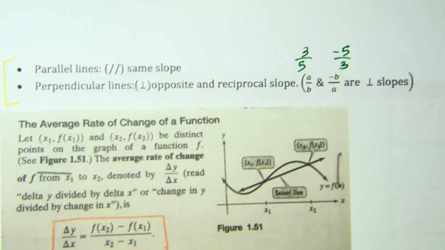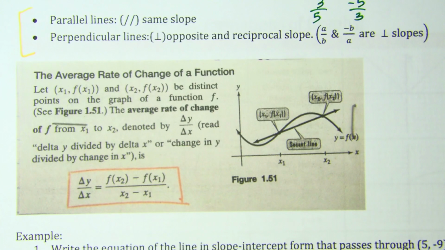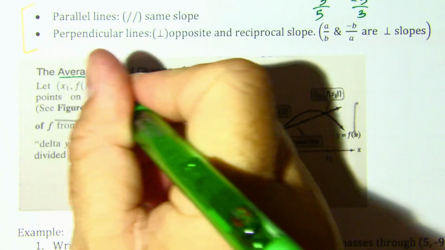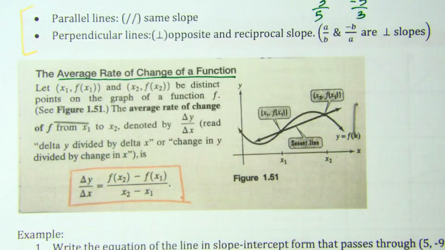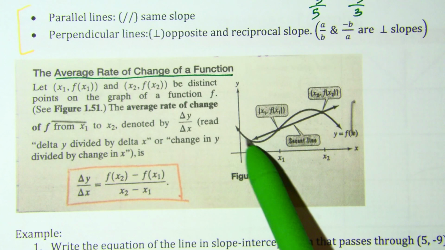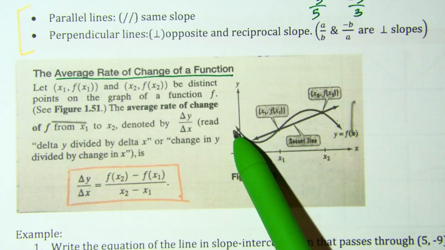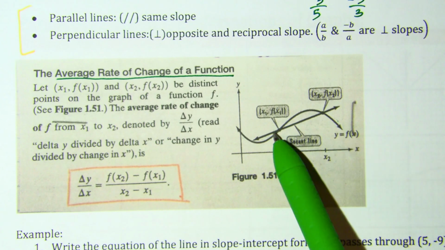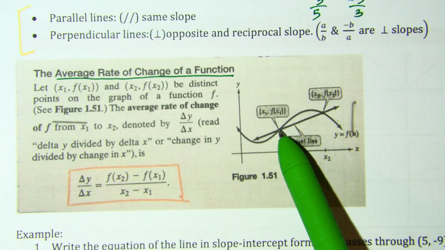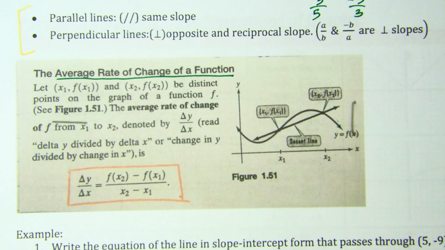Okay. Now, as we move into higher levels of math and we start looking at not just linear equations, but any kind of equation, we can talk about what's called the average rate of change. And the average rate of change is just the same thing as slope. It's the same formula, but we can use it in referring to other types of equations. So notice that this is no longer a linear equation here, but we can talk about the average rate of change from one point to another point.